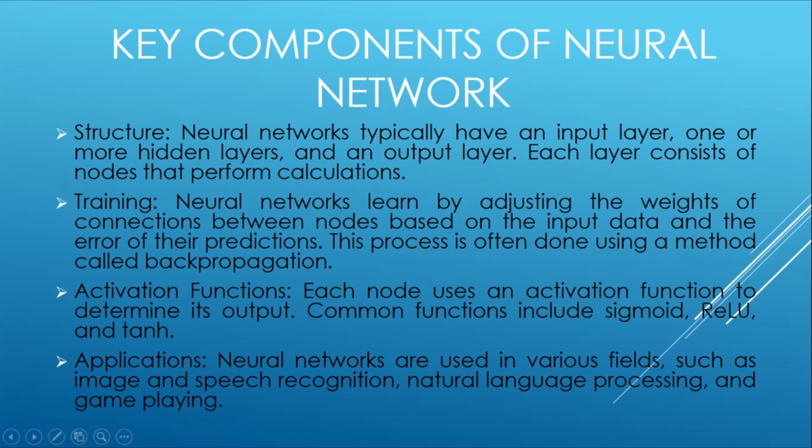Structure. Neural networks typically have an input layer, one or more hidden layers, and an output layer. Each layer consists of nodes that perform calculations. Training. Neural networks learn by adjusting the weights of connections between nodes based on the input data and the error of their predictions. This process is often done using a method called backpropagation.